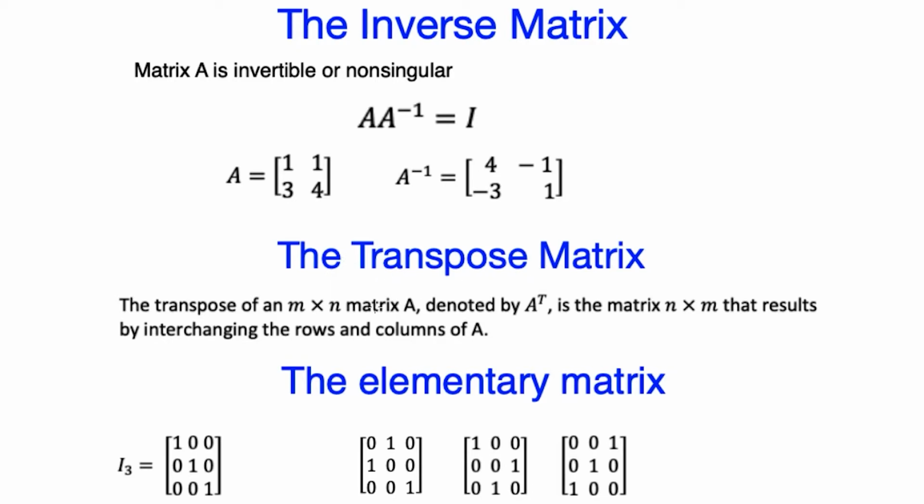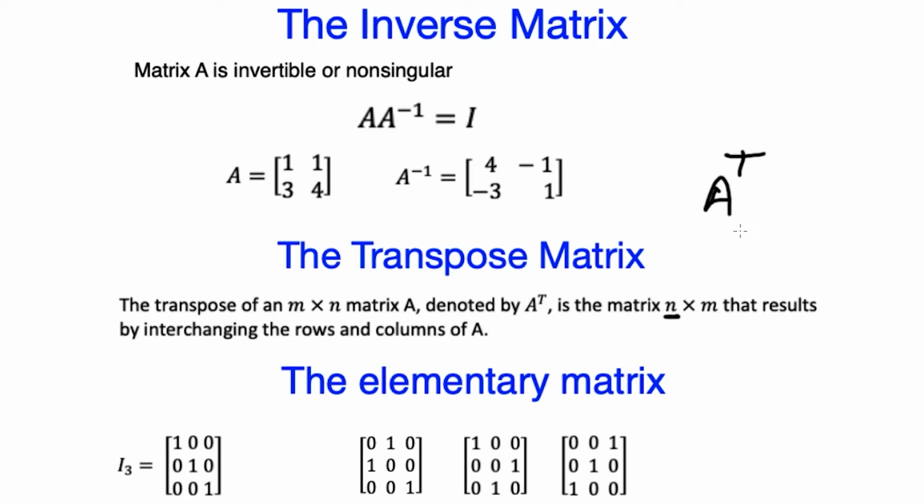The transpose of an m by n matrix A, usually denoted by A transpose, is the matrix n by m. So the number of rows of the matrix A transpose is equal to the number of columns of the matrix A, and the number of columns of A transpose is equal to the number of rows of the matrix A. And we get it by interchanging the rows and columns of A.